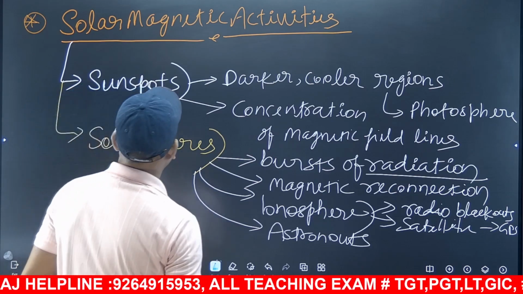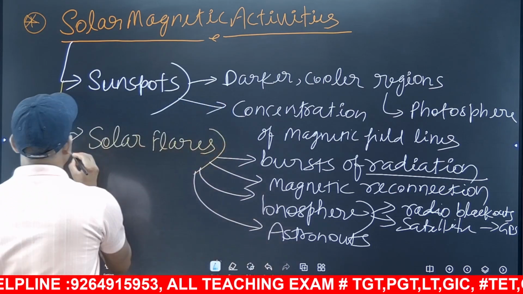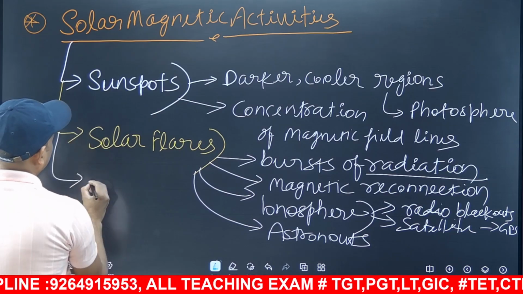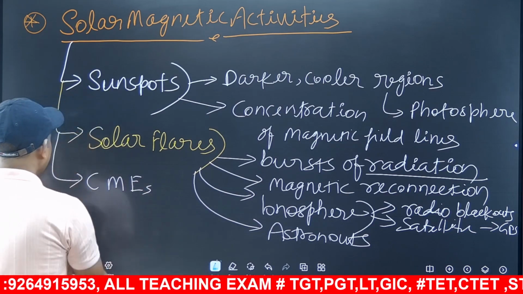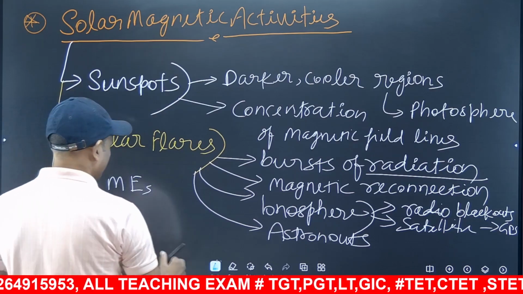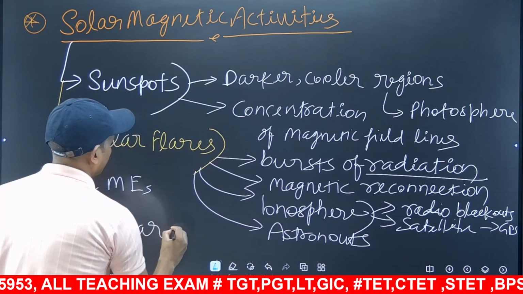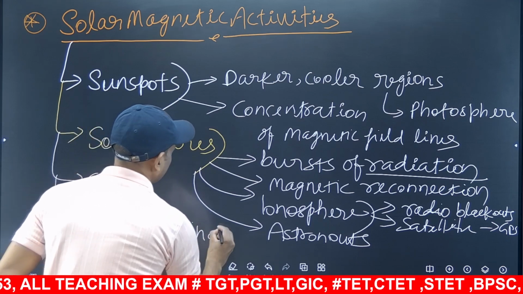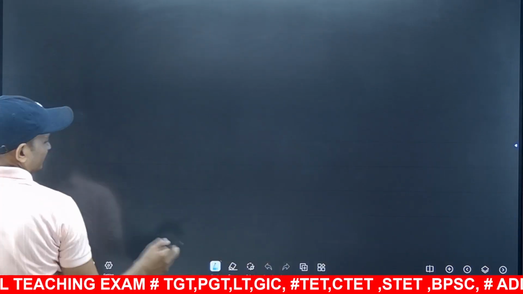The next important associated aspect is coronal mass ejections. And the last one would be solar wind. So looking one by one, coronal mass ejections.